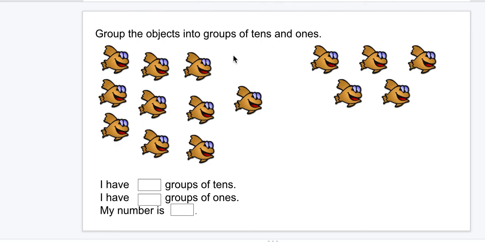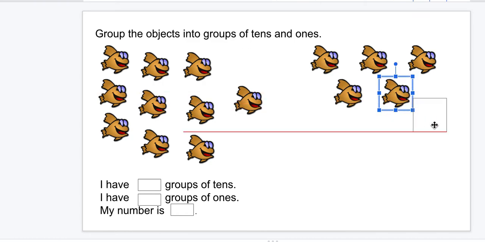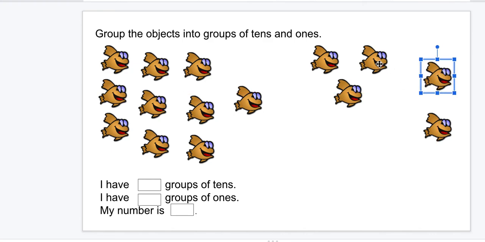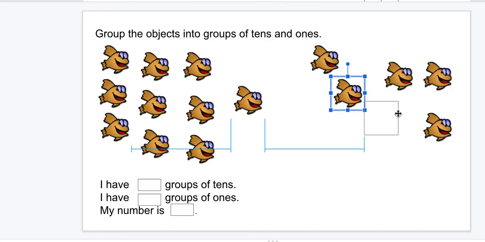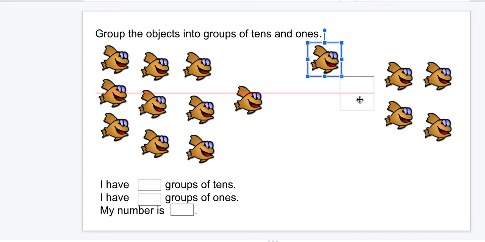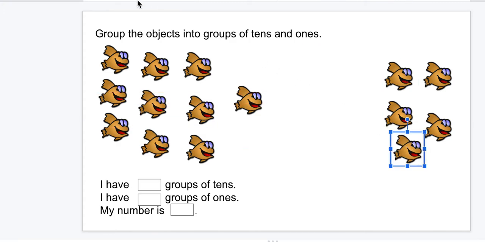So anyway, this is our tens. We have one group of 10, which is 1, 0. And then I'm going to move these over so we can separate that. So then we have our 5 over here: 1, 2, 3, 4, 5. Just so we don't get confused on those other things.